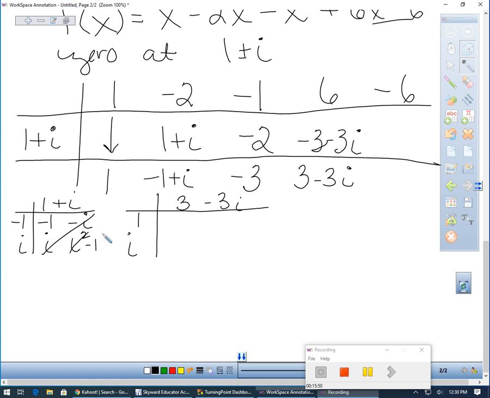Yes, you have to do it. 1 times 3 is 3. 1 times negative 3i is negative 3i. 3 times i is positive 3i. Negative 3i times i is negative 3i squared, which makes it a positive 3, which gives us 6. So we have no remainder. However, we get to do this again with 1 minus i, because look, we have i's in our polynomial. We can't have that.